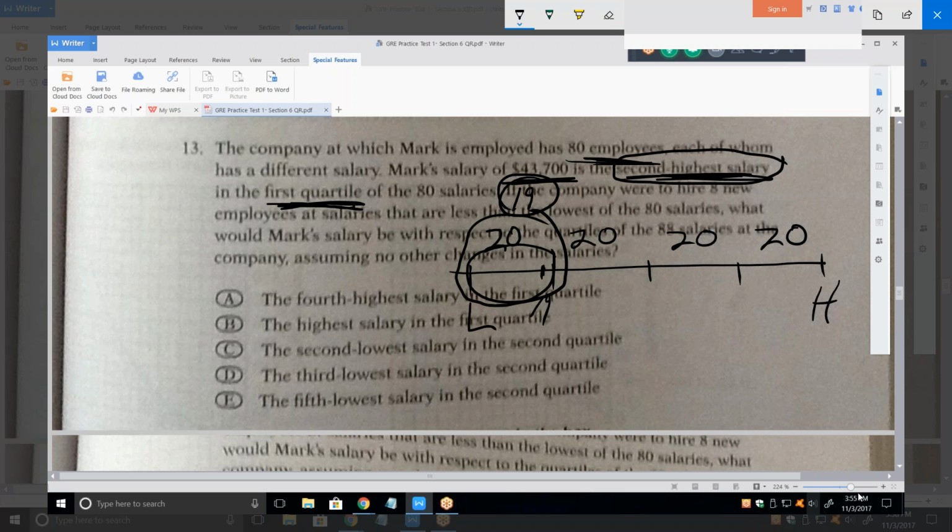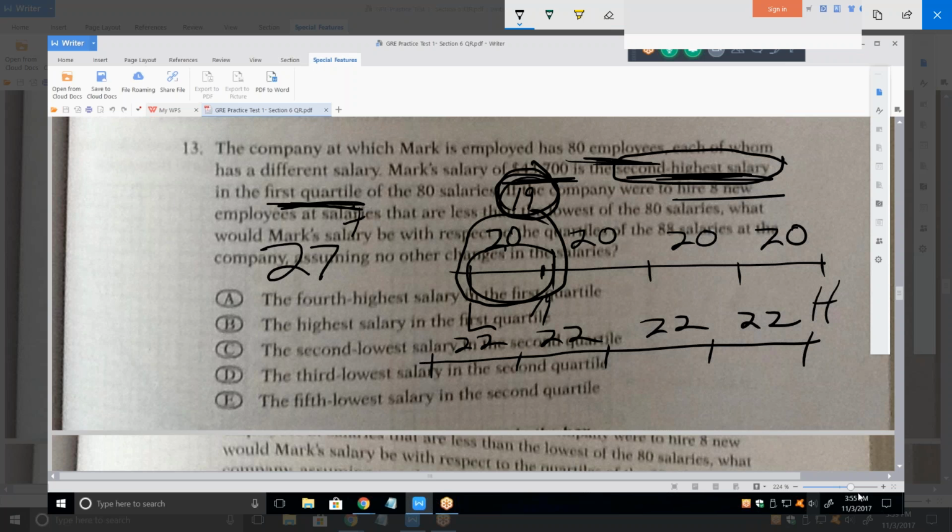Because now the rest of the problem says they hire 8 new employees, all with lower salaries. So now our quartile changes. Now we have 88 people. And now each quartile has 22 people in it. Well, he was the 19th lowest paid salary. Now he's going to be the 27th lowest paid salary because they just hired 8 people that were less paid than him. So he moves up the salary ladder by 8 spots.